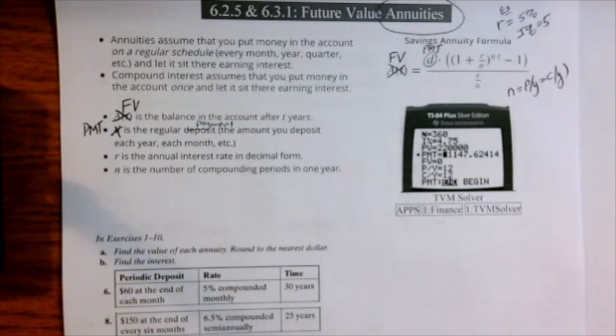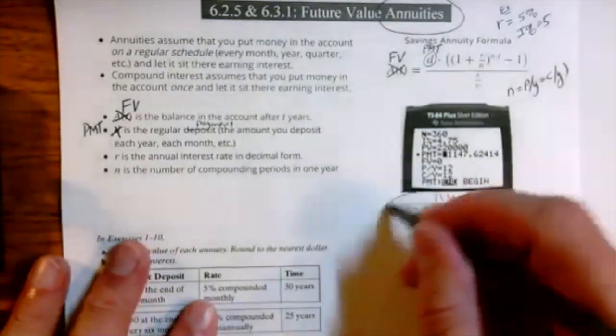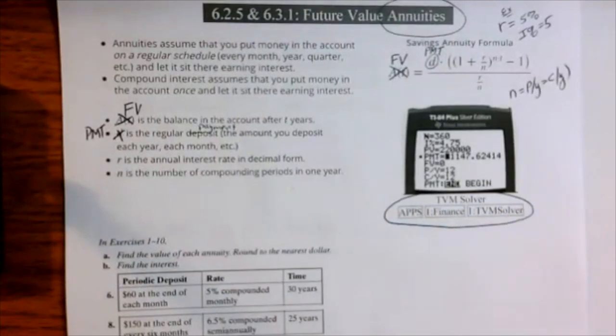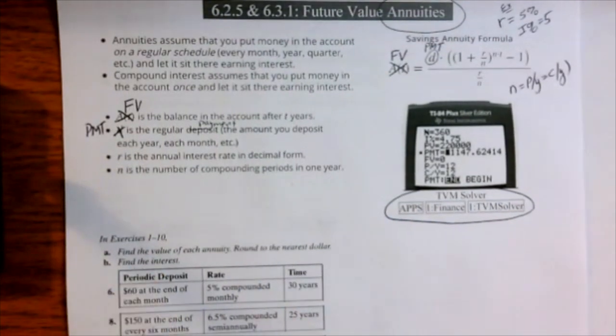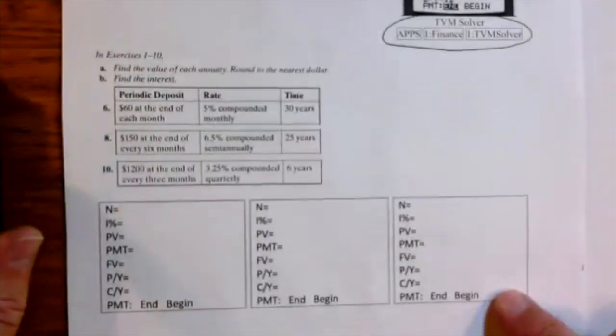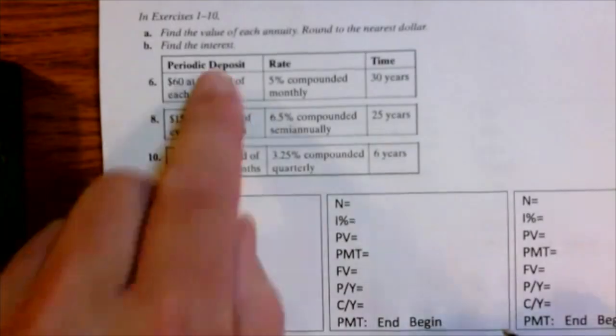Okay, in case you forget, if you want to know where the TVM solver is on the calculator, here are the 3 keys you need to press. All right, so one problem we can do is we can ask, what is the value of an annuity? So the value of the annuity is the future value.